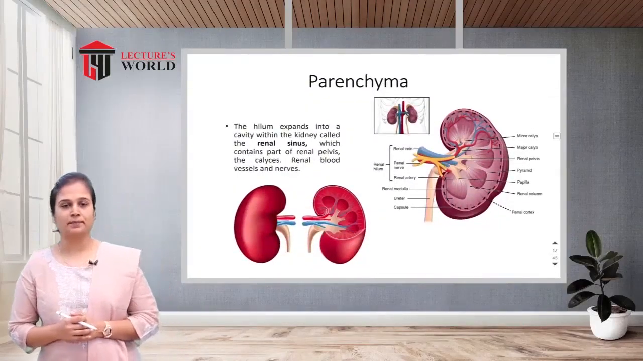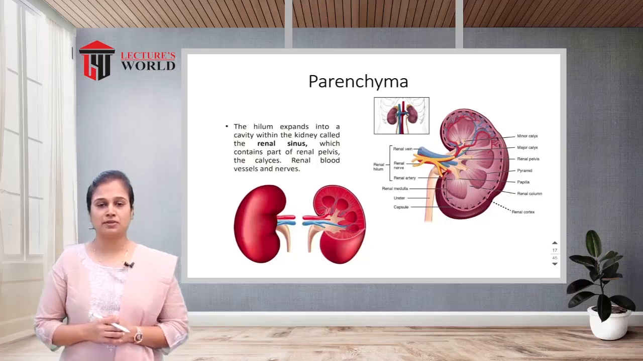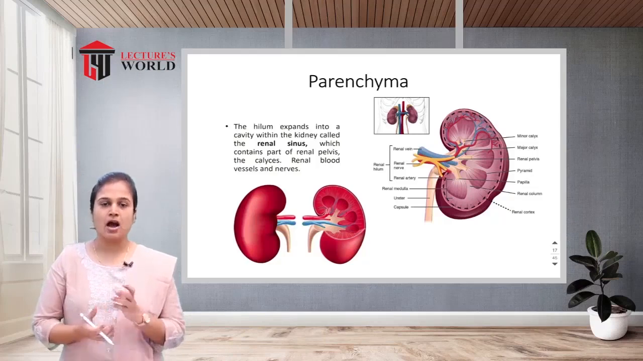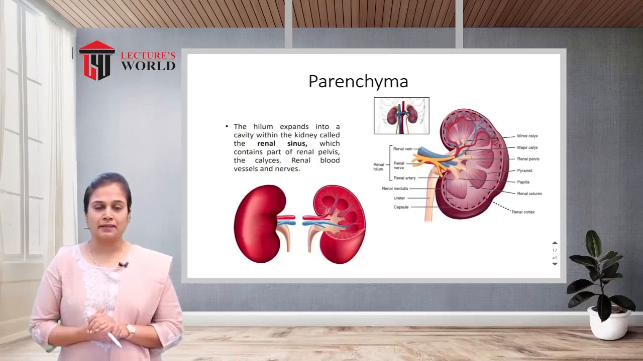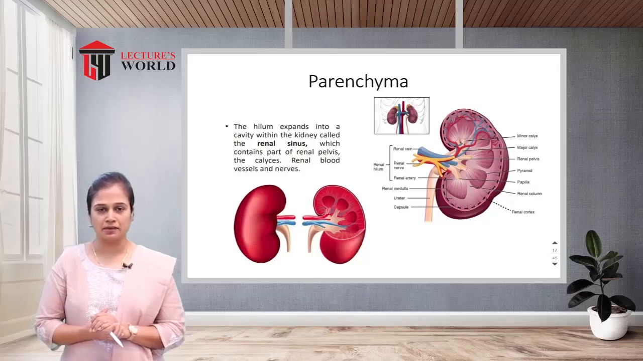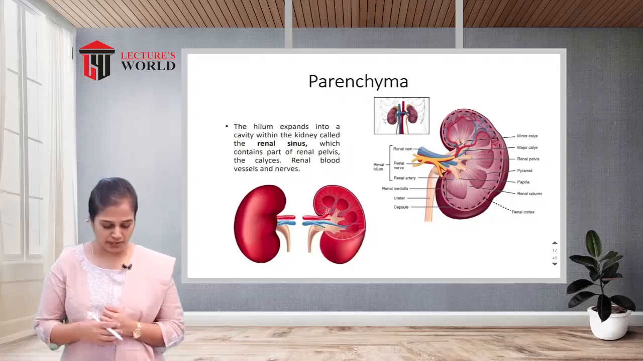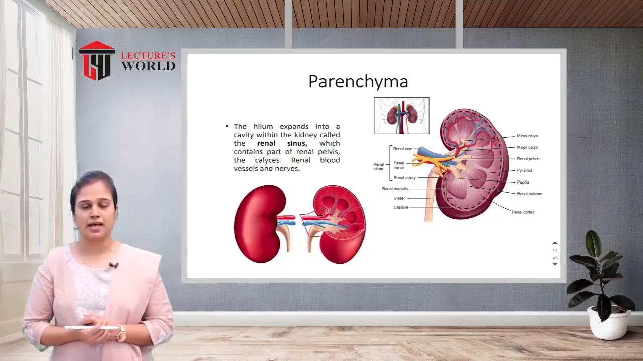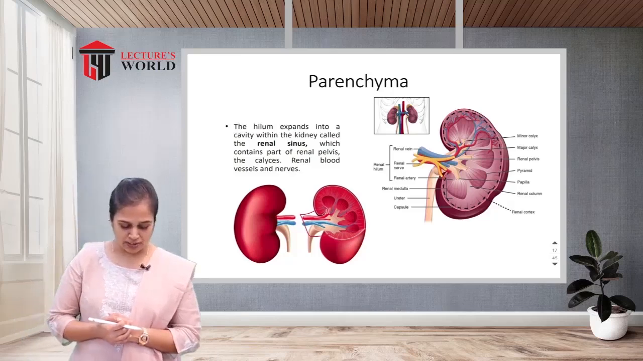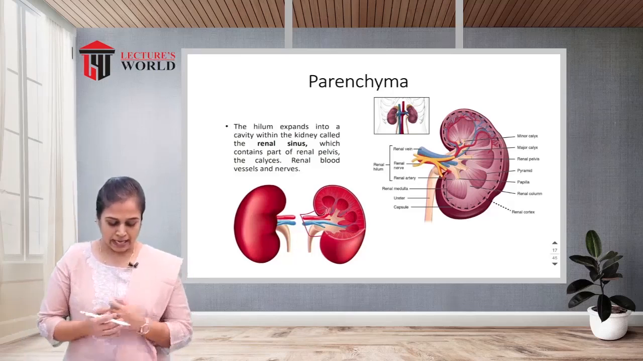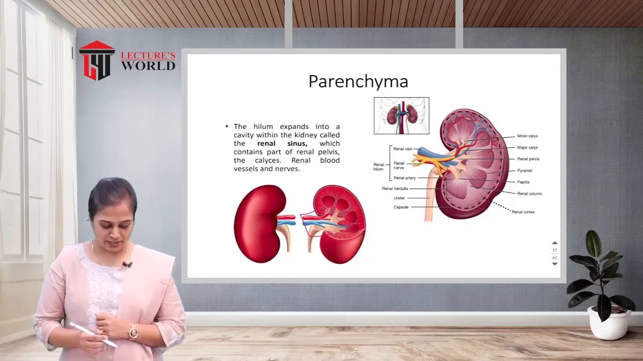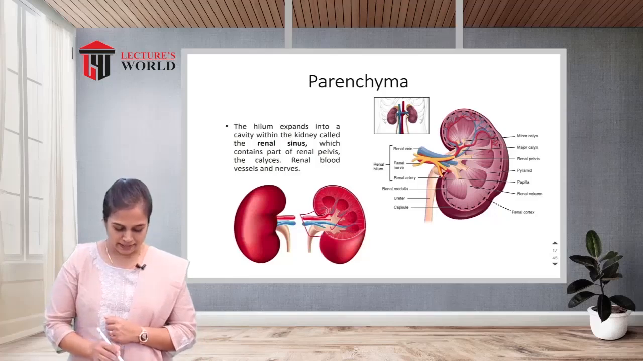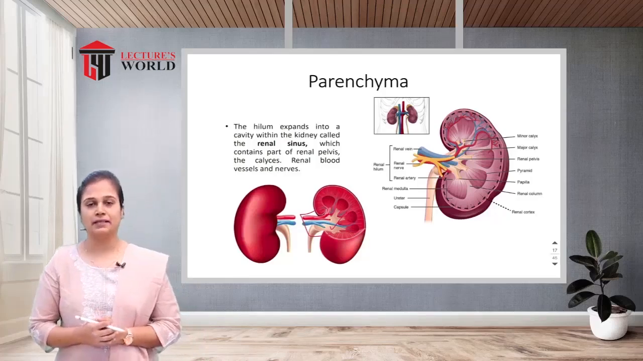More about the parenchyma: the hilum expands into the cavity within the kidney called the renal sinus. You can say this is the hilum, which expands into the cavity called the renal sinus, and it contains part of the renal pelvis and renal calyx, renal blood vessels, and the nerves.